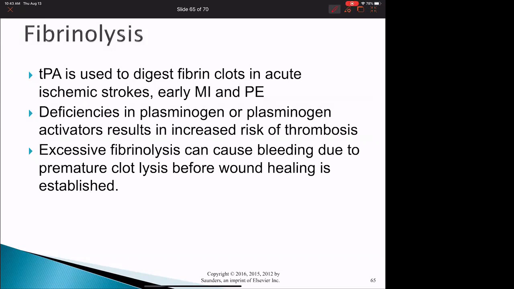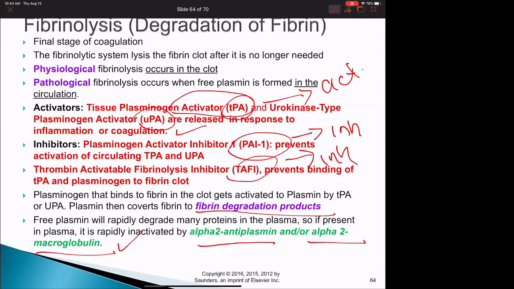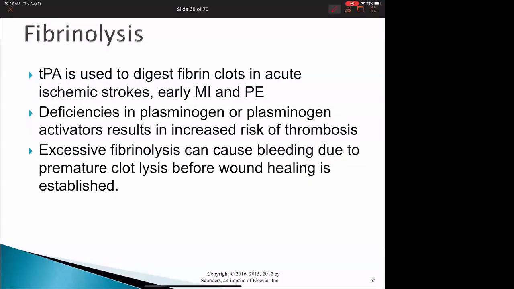So now, does it make sense, how we have these activators and these inhibitors, but if there's no balance, we can suffer from too much clotting or bleeding because we are degrading these clots way too early, all right?